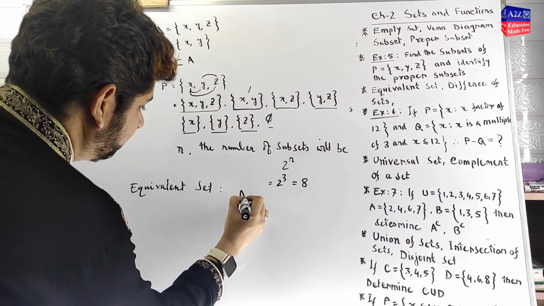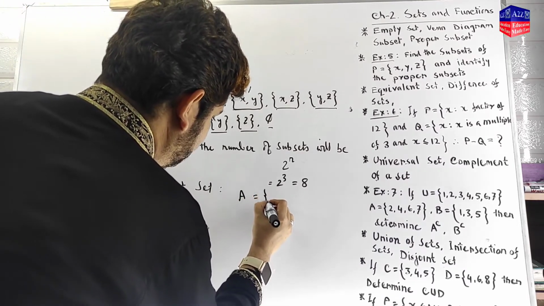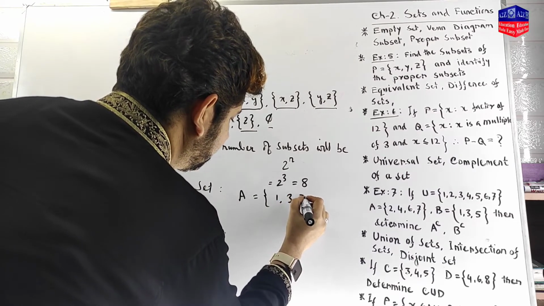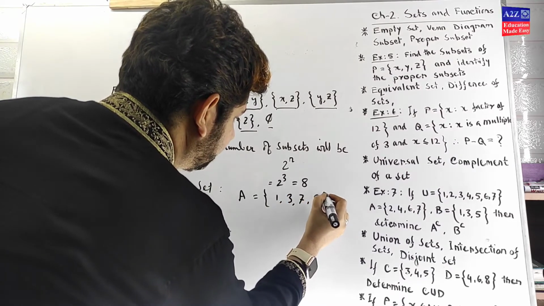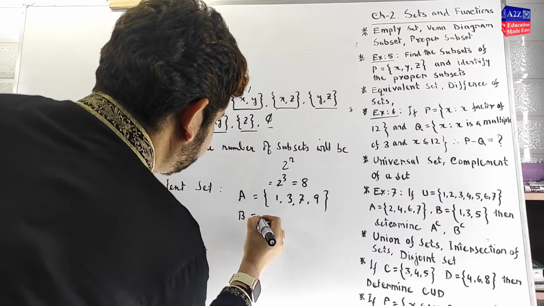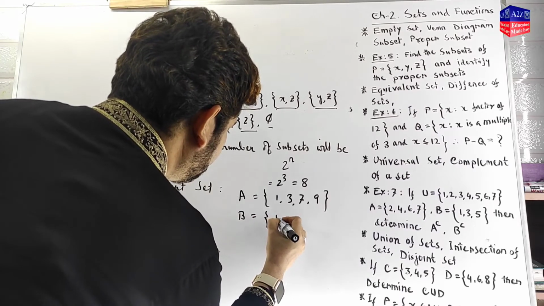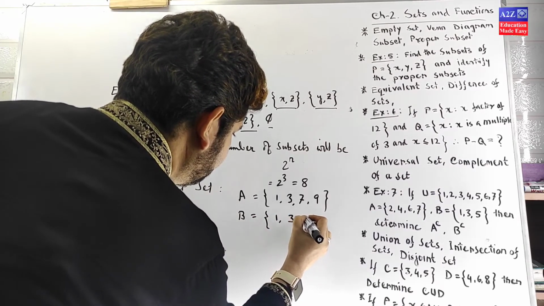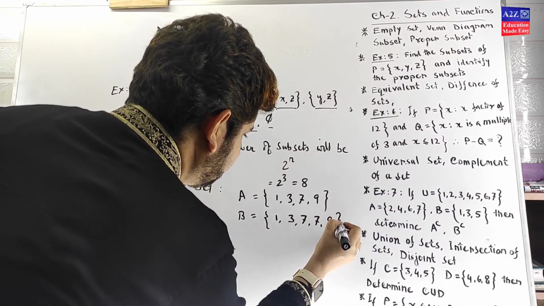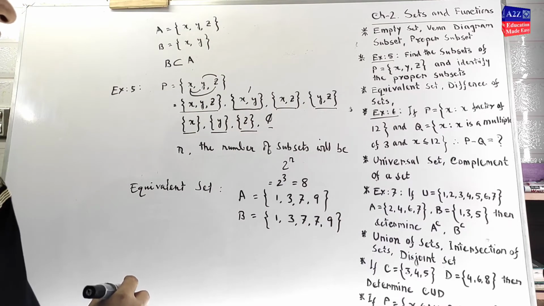Equivalent sets. Let's say A contains 4 elements like 1, 3, 7, 9, and B contains 5 elements like 1, 3, 7, 7, 9. Try to identify the similarity between these two sets.